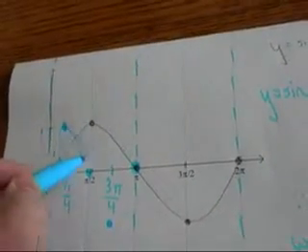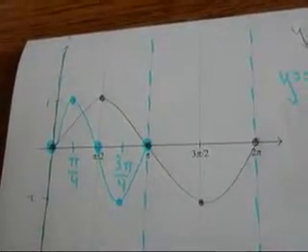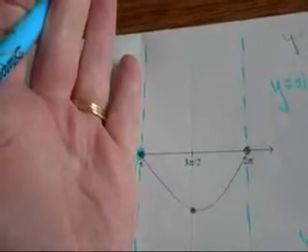I can draw in that nice smooth wave. And look, there's one wave within that period. Now I'm going to do the same thing for the second period from pi to 2 pi.